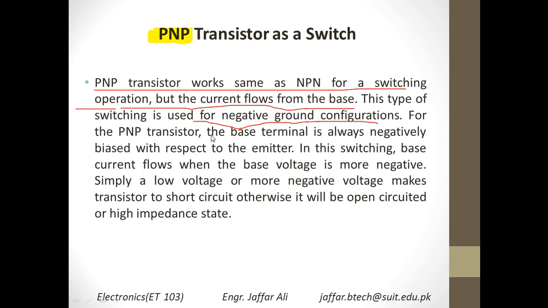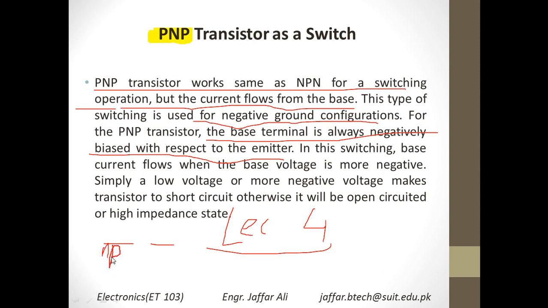For a PNP transistor, the base terminal is always negatively biased with respect to the emitter. We have already discussed in the previous lecture number 4 how you have to change the biasing when you go from PNP to NPN. You just have to change the biasing of the junctions provided in the configurations. You have to change the biasing from here to here. In this kind of switching, the base current flows when the base input voltage is more negative. Simply a low voltage or more negative voltage makes the transistor short circuit.